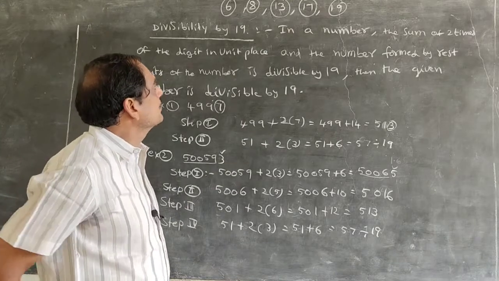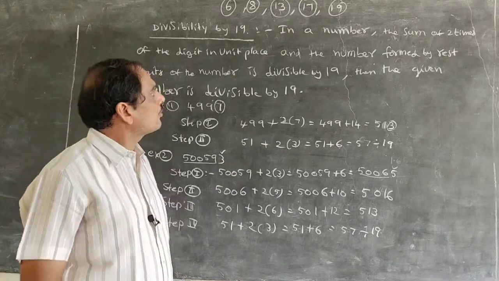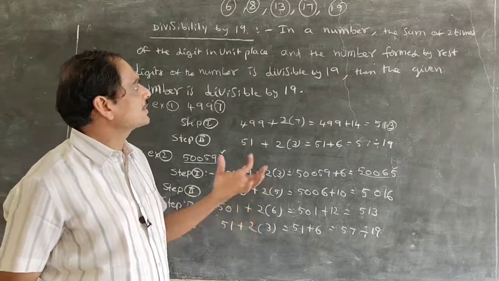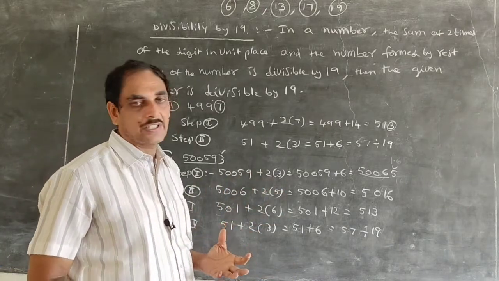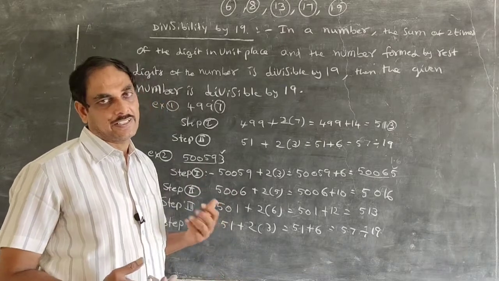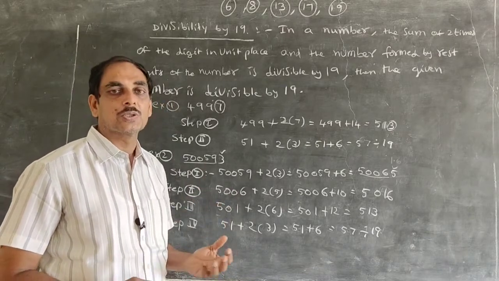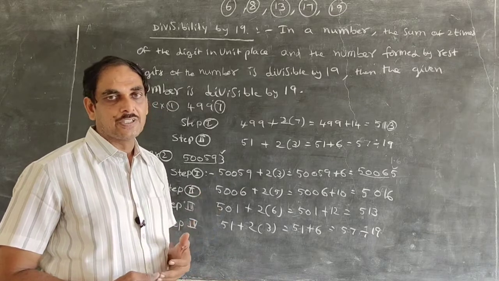So in this session, we discussed the divisibility rules for 6, 8, 13, 17, and 19. These are the most important divisibility rules which we have taught. Next, in the next session, we go to problems on divisibility rules.